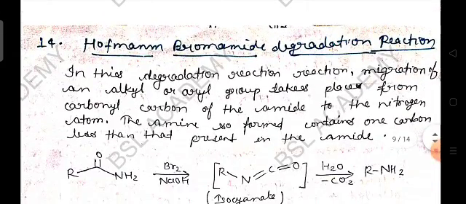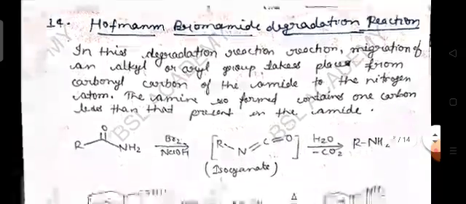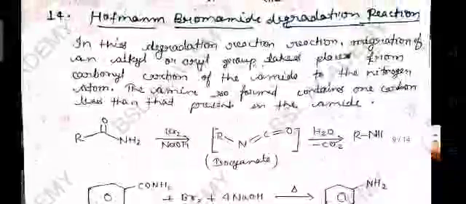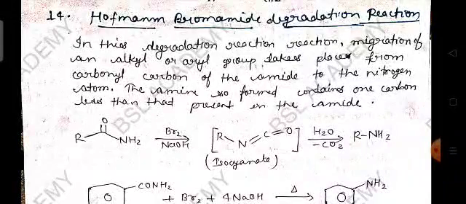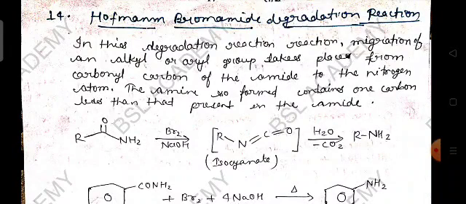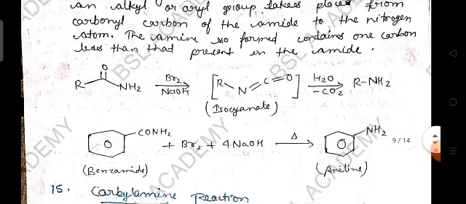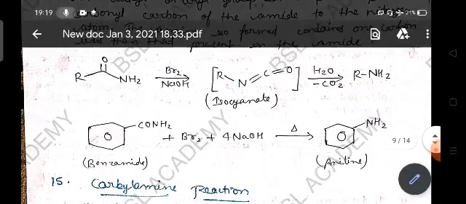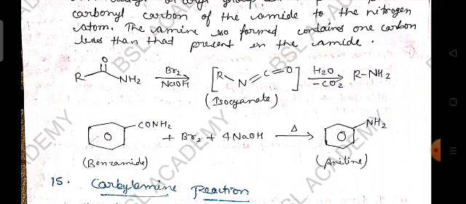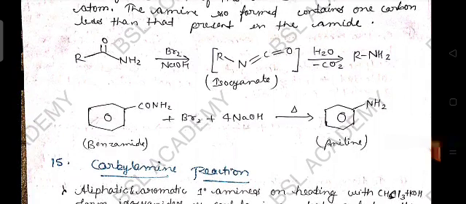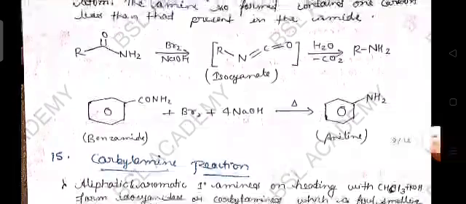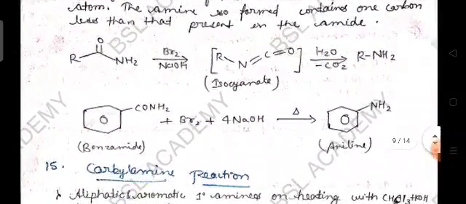Now next, Hofmann bromamide degradation reaction. This is also a most important reaction. In this degradation reaction, migration of an alkyl or aryl group takes place from the carbonyl carbon of the amide to the nitrogen atom. The amine so formed contains one carbon less than that present in the amide. Here you can see its reaction, so please see.